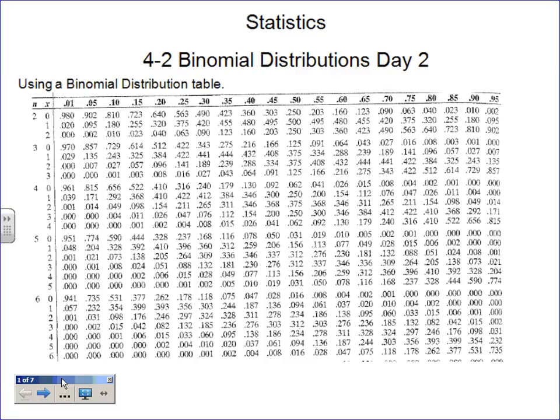But on your homework, I believe you had some that said at least this many, or fewer than this many, or stuff like that, which are a little bit more difficult because binomial is exactly this many. So you have to manipulate things.